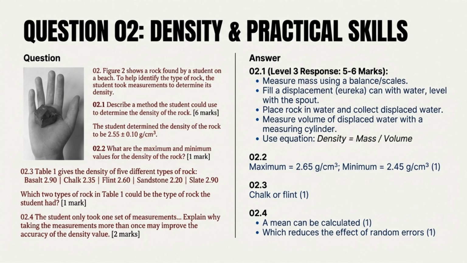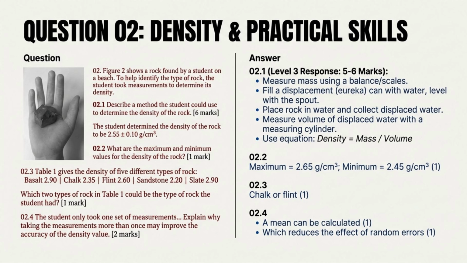The very first step is getting the mass. You must explicitly state to measure the mass using a balance. Okay, mass is sorted. How do they want you to get the volume? You have to describe the displacement method. You use a displacement can, which is also known as the Eureka can. You fill it with water exactly level with the spout.